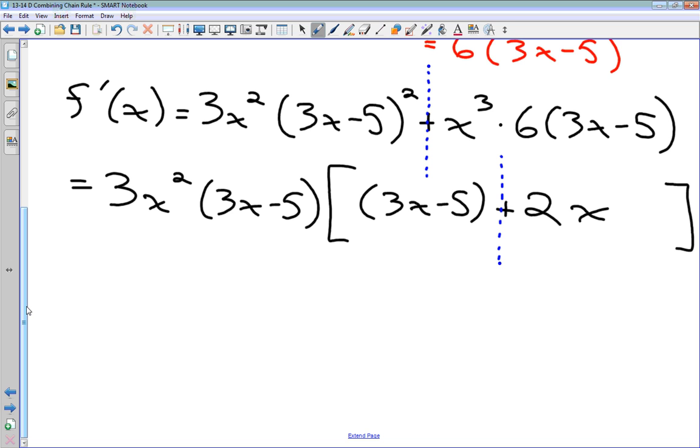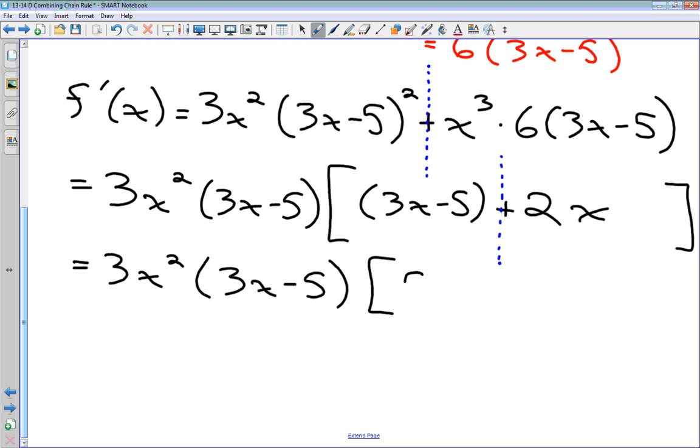And if we look inside those square brackets now, we can simplify this a little bit by collecting our like terms. We've got a 3x and we've got a 2x. So this part out front that we factored is going to stay the same, 3x squared times 3x minus 5. But this thing in square brackets can be simplified to 5x minus 5.